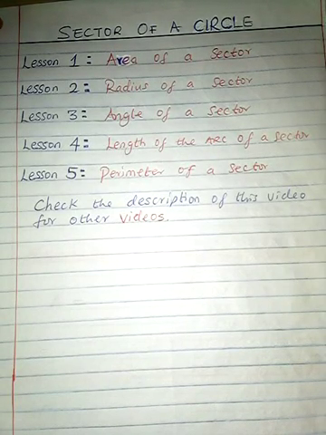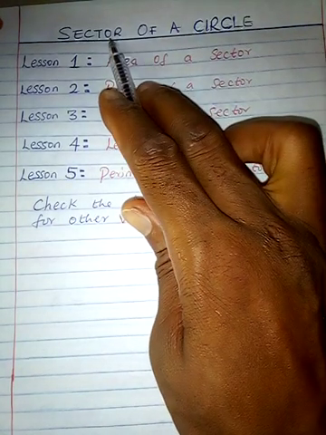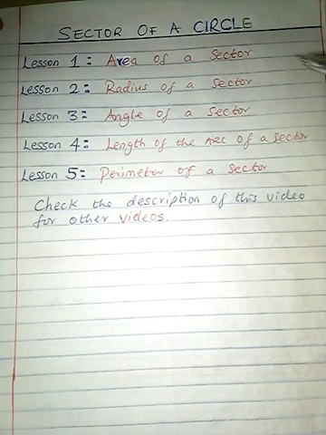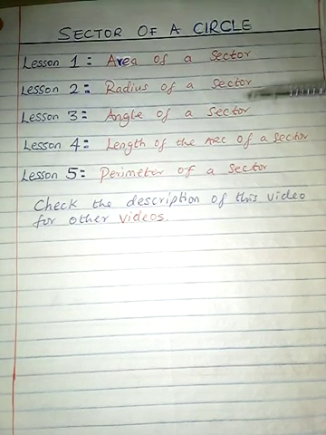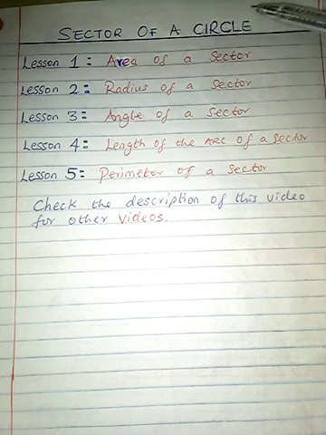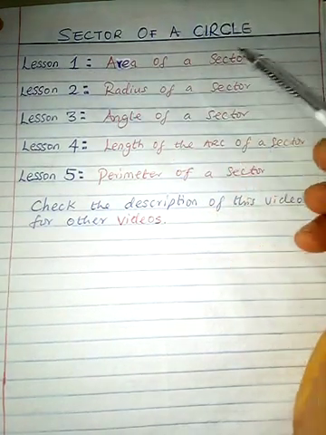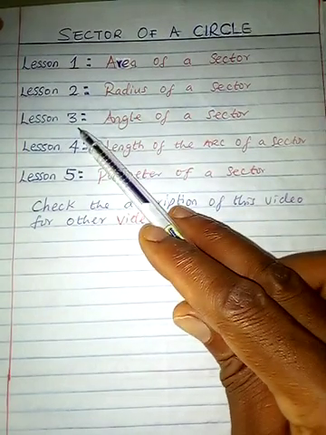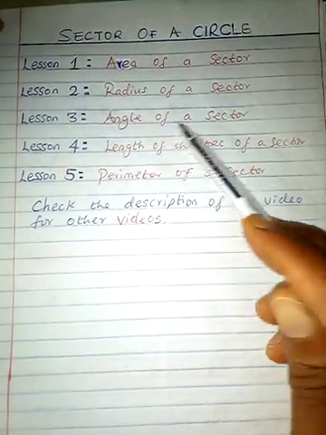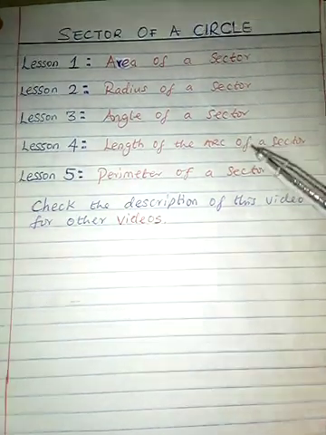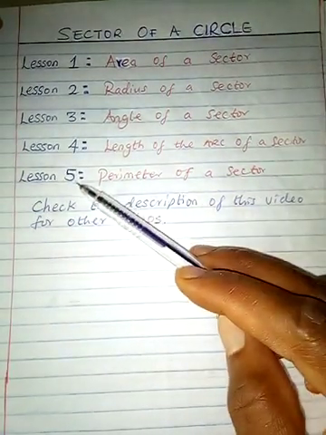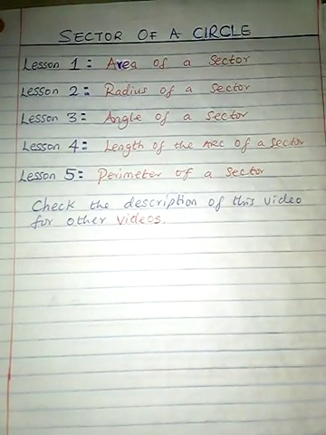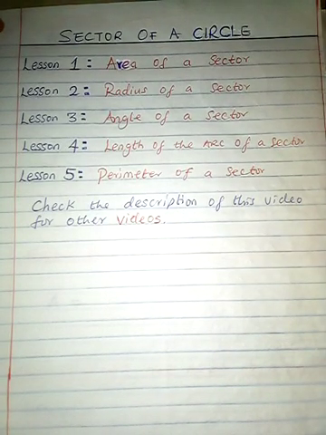In this video, we are going to be talking about sector of a circle. We'll be dealing with sector of a circle, and we are going to have about 5 videos talking about it. Lesson 1 is area of sector, lesson 2 is radius of a sector, and lesson 3 is going to be area of the sector. Then video 4 is going to be length of the arc of the sector, and in video 5 we are going to talk about how to calculate the perimeter of a sector. So please check the description of this video for other videos on the sector of a circle.